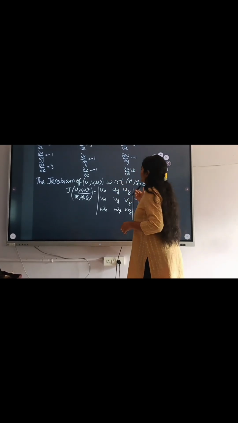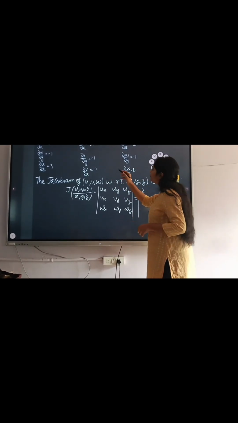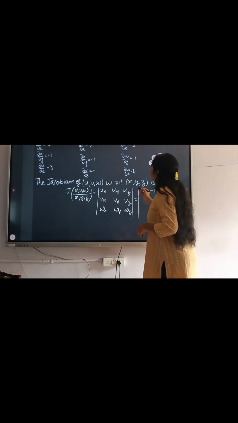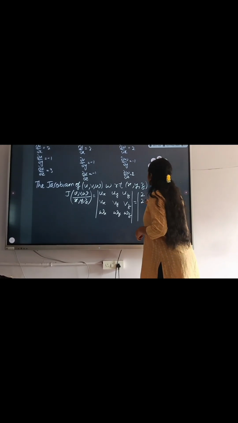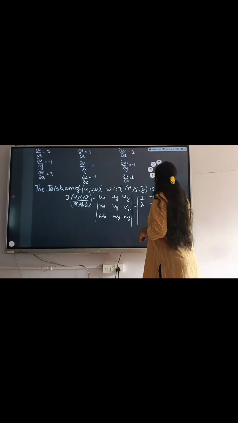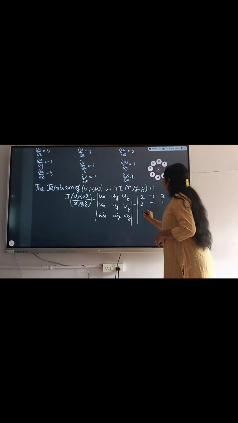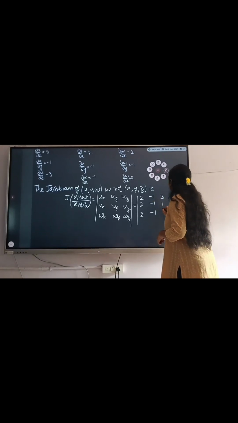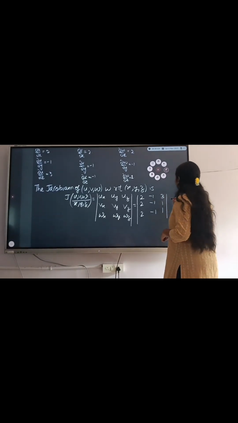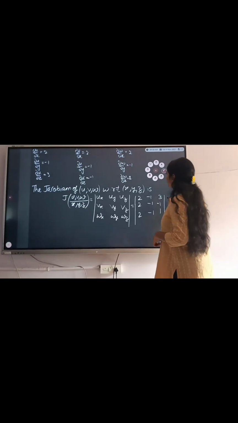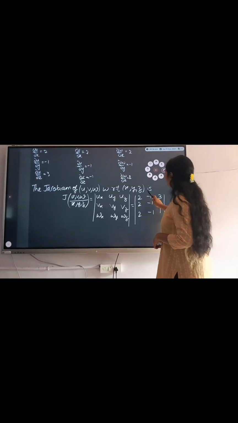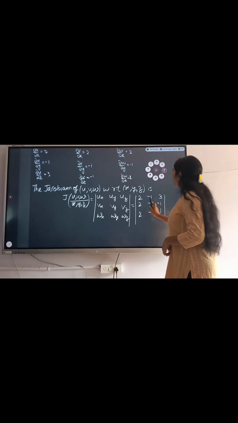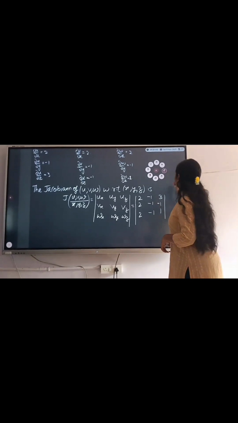u of x is 2, u of y is minus 1, u of z is 3; v of x is 2, v of y is minus 1, v of z is minus 1; w of x is 2, w of y is minus 1, and w of z is 1.